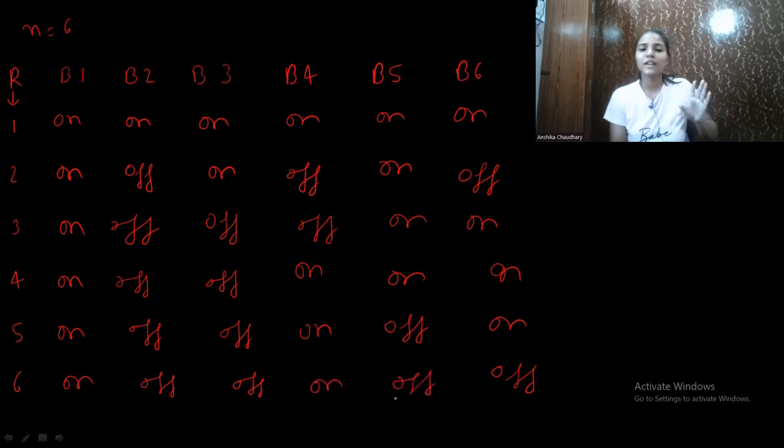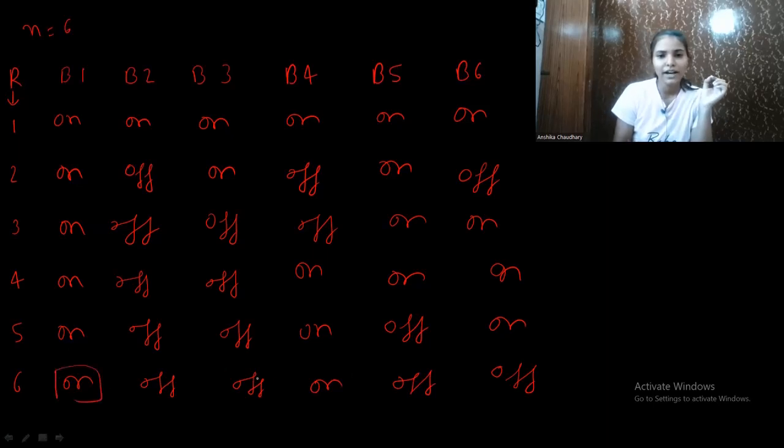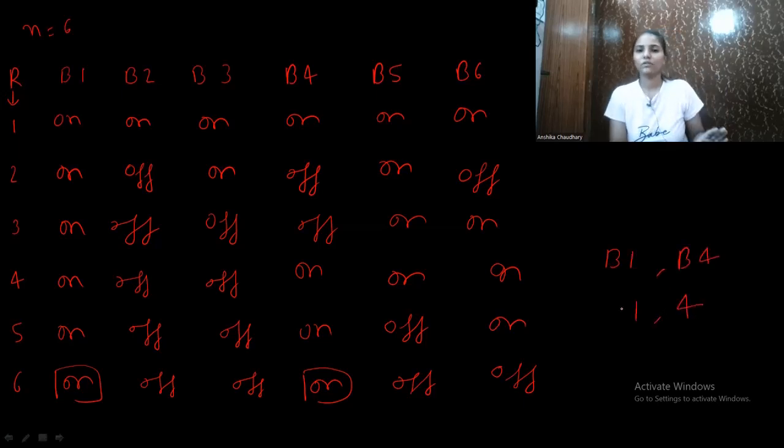So how many bulbs are there which are on? Okay, so bulb number 1 and bulb number 4. Okay, so what are the bulbs? Bulb 1 and bulb 4. That means 1, 4. All right. Now just run this logic, or just run the problem statement on one more example. Okay, so let's take the example of n equals to, suppose 9.